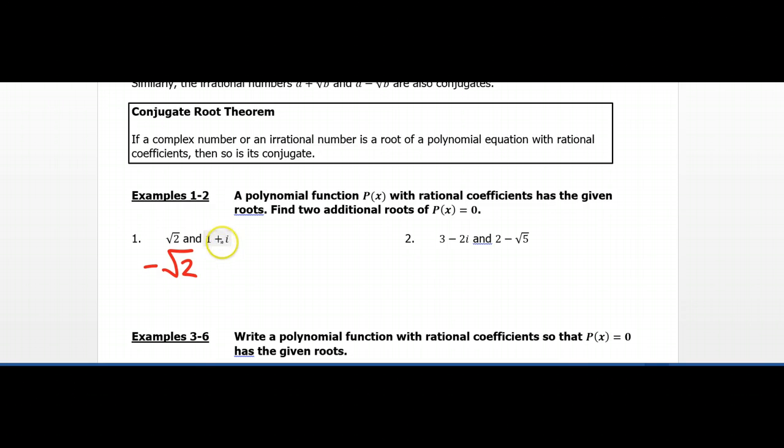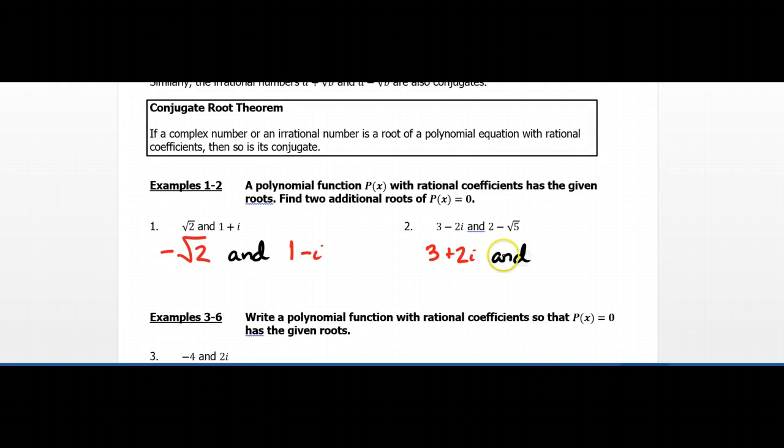We also have 1 plus i. It's a complex number. Because 1 plus i is a complex number, its conjugate, 1 minus i, must also be a root of this polynomial equation. So these are 2 additional roots based on that conjugate root theorem. Number 2, 3 minus 2i, I'm telling you, is a root. Therefore, its conjugate, 3 plus 2i, must also be a root.